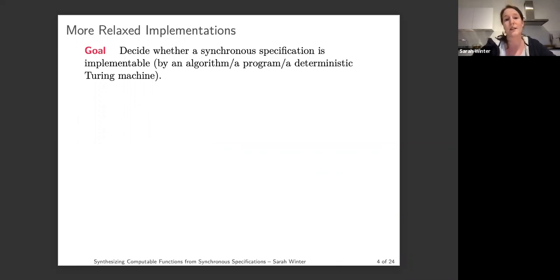I want to consider whether we can decide whether a synchronous specification is implementable. And here I want to relax the requirement that we want to implement it by a Mealy machine and simply consider, can we implement it in any way? Which means there is an algorithm or a program or some kind of deterministic Turing machine. So this all means the same thing basically, and I will later give a formal definition of what I exactly mean with implementable, but at first let's take a look at some examples.